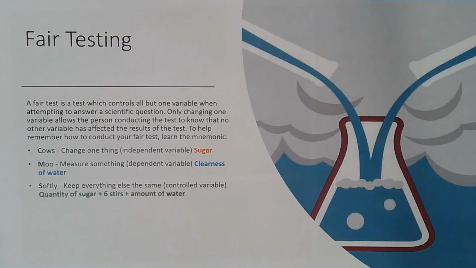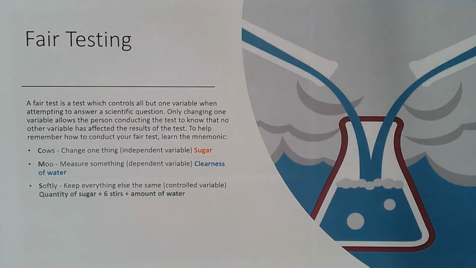A fair test is a test which controls all but one variable when attempting to answer a scientific question. Only changing one variable allows the person conducting the test to know that no other variable has affected the results of the test. To help you remember how to conduct a fair test, learn the mnemonic. Cows moo softly. My turn. Cows moo softly. Your turn. So this is going to help us keep our tests fair.